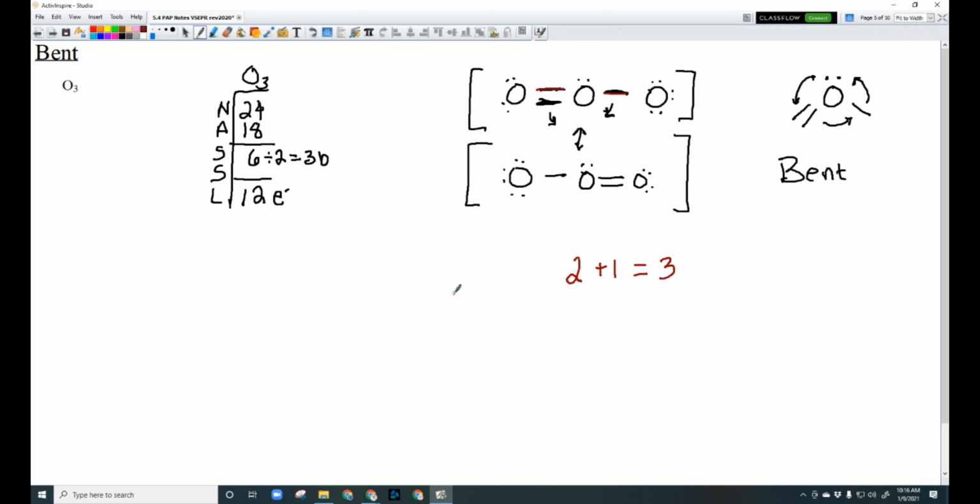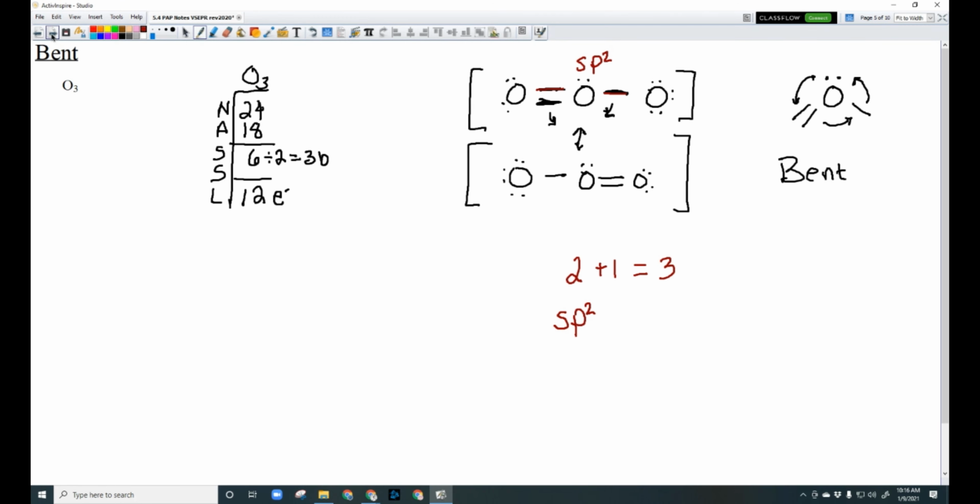So 1 from the s, 2 from the p to hybridize. So that's an sp2 hybridization. 1 from the s, 2 from the p, sp2 hybridization. Pretty simple. So let's go to trigonal planar.